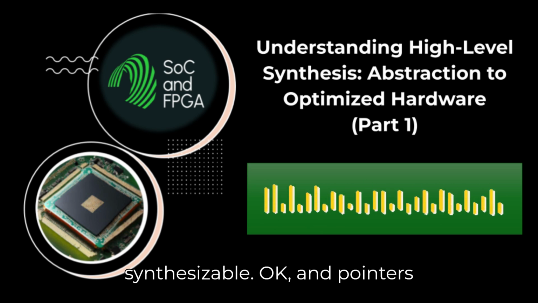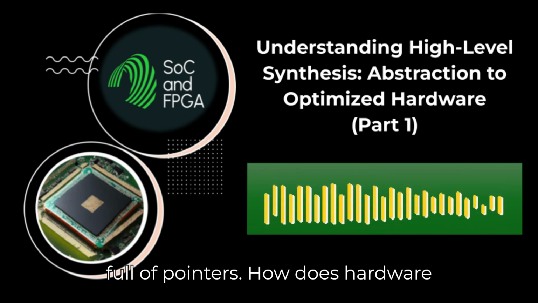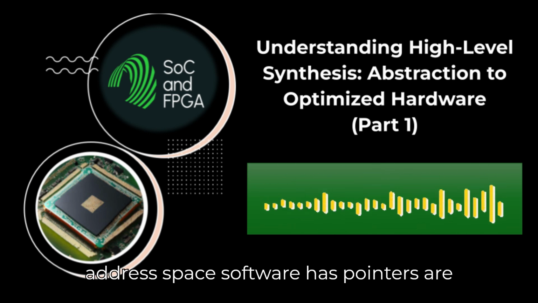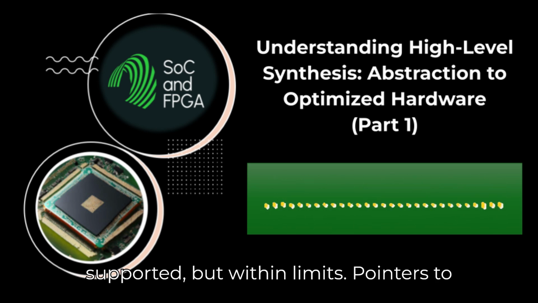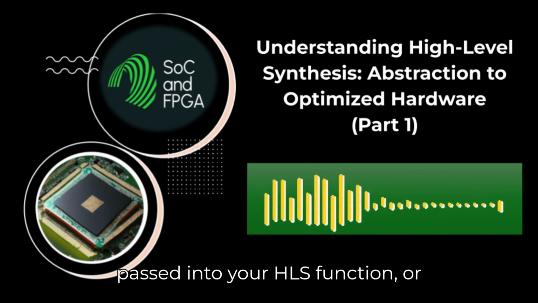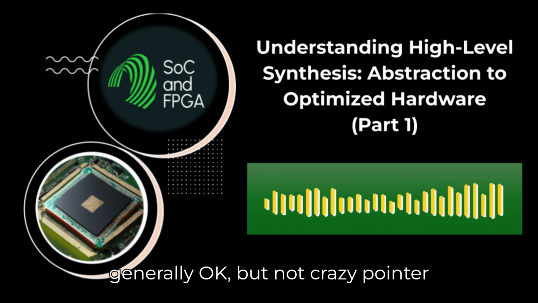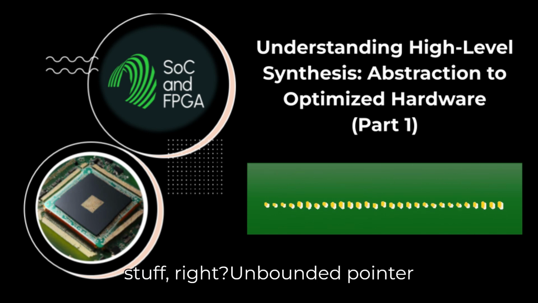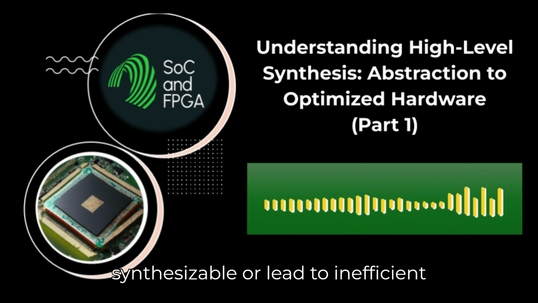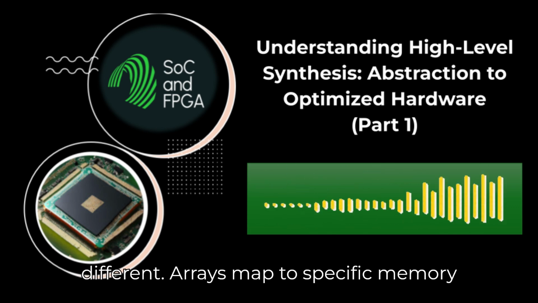Okay, and pointers. C and C++ are full of pointers. How does hardware handle them without that nice, unified address space software has? Pointers are supported, but within limits. Pointers to top-level function arguments, like arrays passed into your HLS function, or pointers to local variables, like static arrays declared inside the function, are generally okay. But not crazy pointer stuff. Right. Unbounded pointer arithmetic, complex pointer-to-pointer structures, those often aren't synthesizable or lead to inefficient hardware. The memory model is just different. Arrays map to specific memory banks.